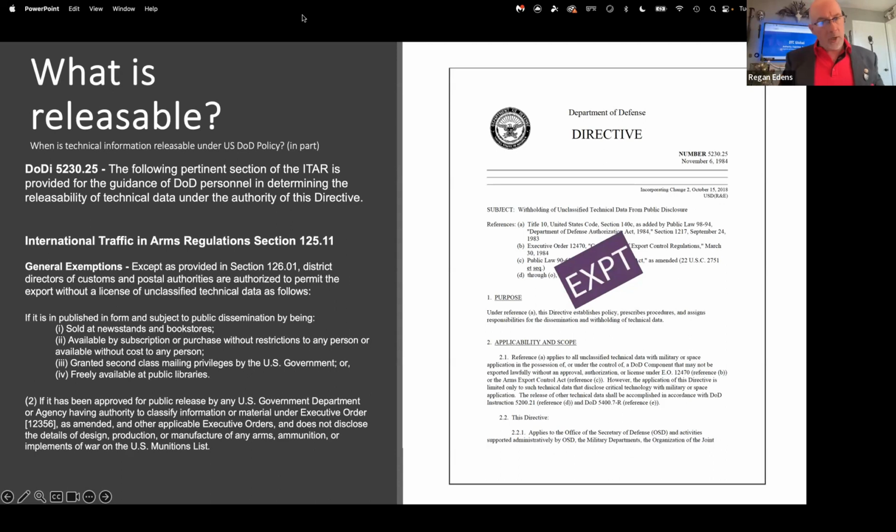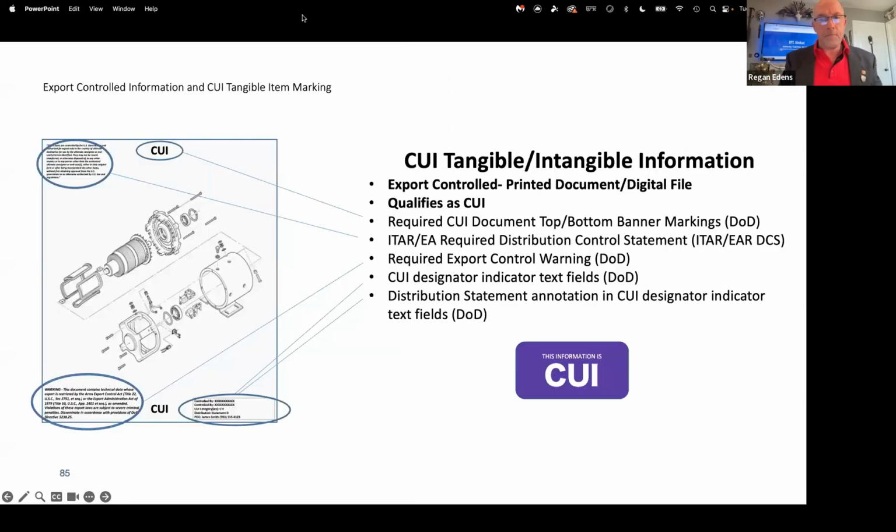So notice that this was written in 1984, so it doesn't include the internet. And the guidance hasn't been updated. And there's no specific guidance, by the way, related to controlled technical information outside of the ITAR. So we apply this DoD policy in practice in relationship to controlled technical information and the lack of any other specific guidance.